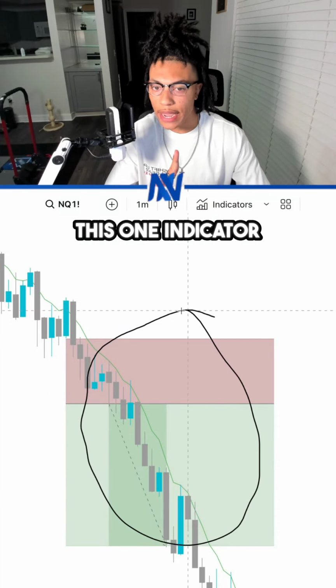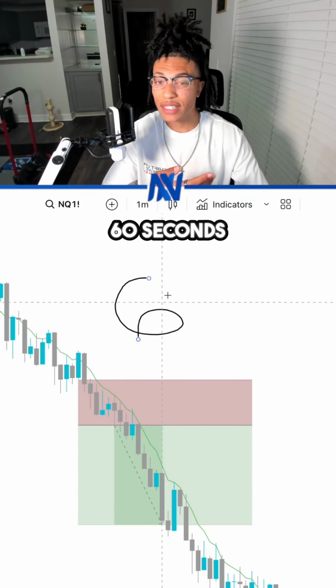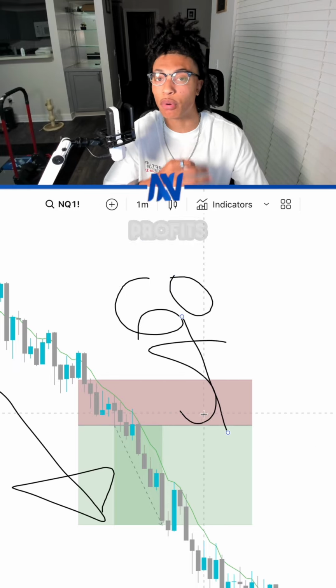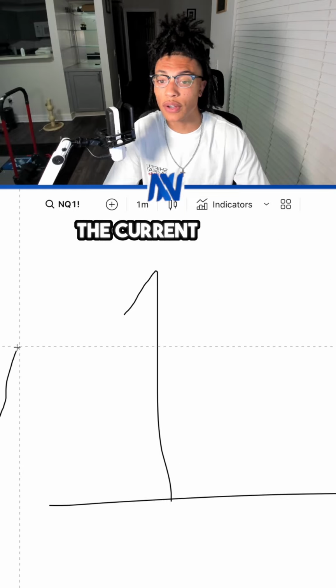This one indicator makes me $10,000 a month as a day trader. And in the next 60 seconds, I'm gonna show you exactly how you can use it to target trends and gain massive profits. Now, the first thing we need to do before we even use this indicator is we need to find the current trend of the market.